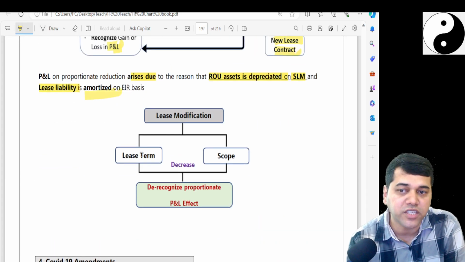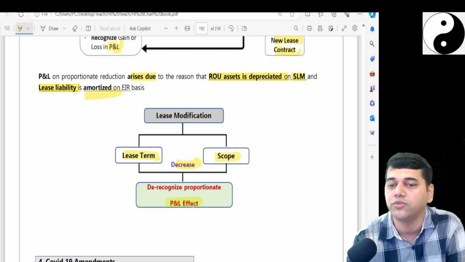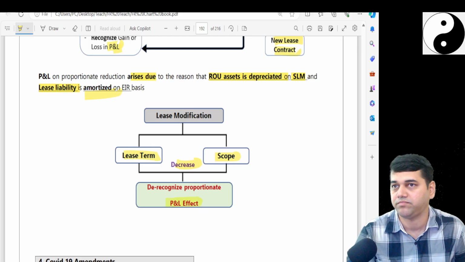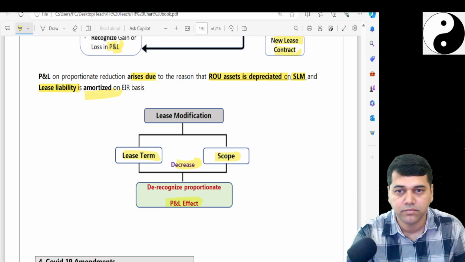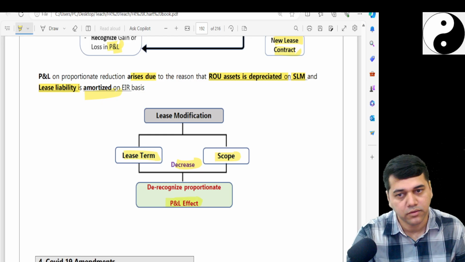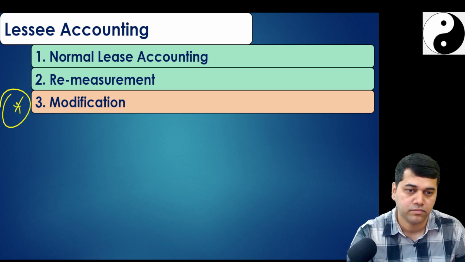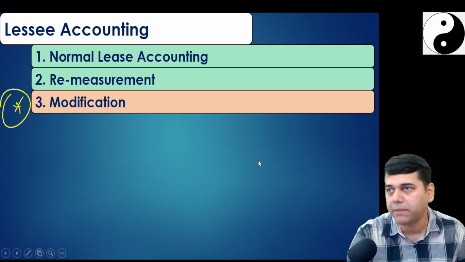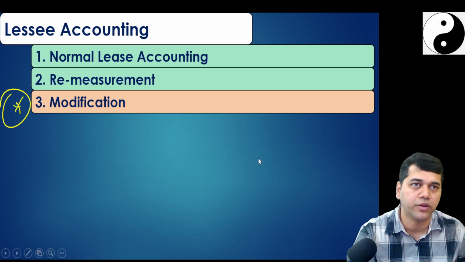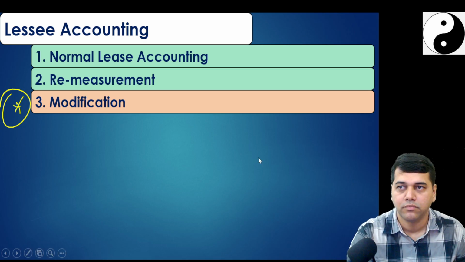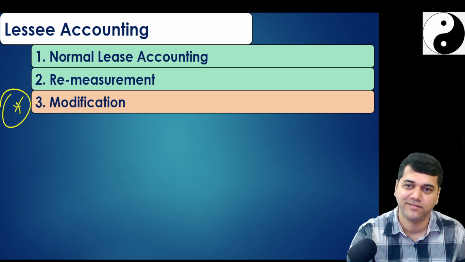Now, lease modification, term and scope decrease, only going to give you the P&L effect. Are you clear? Yes. With this, if we solve the problem, you get a better understanding. Okay, I'll have a quick recap again, so that the more you see, the more you remember. But the more you do, the more you understand.